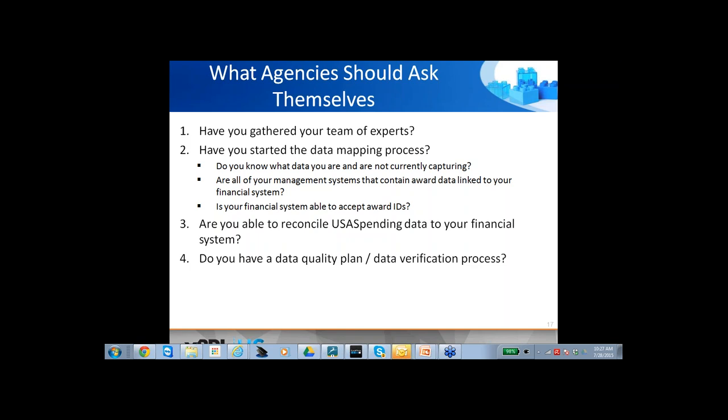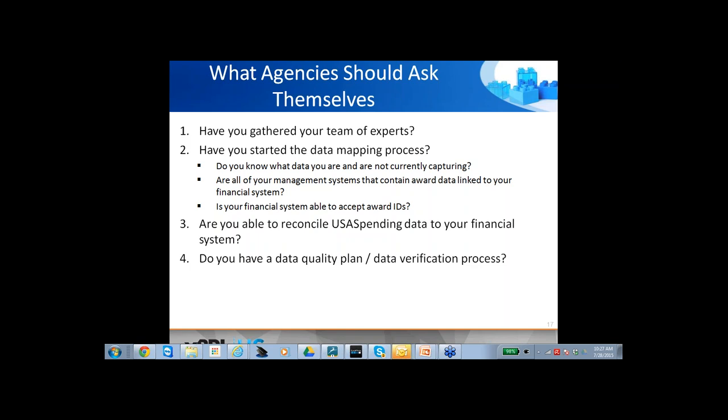Going to question number three, this is something I put on there because of what I've discovered through my experience of working on the Data Act: all the data that we're currently submitting to USA Spending, are you able to reconcile that to your financial system? Now, we've gone through this process over the last couple of years to look at our transmissions to USA Spending and how that reconciles to our financial data. And in the beginning, it didn't reconcile because we weren't sending all transactions over there if it was under 25,000. But now we are. We have been sending everything over.